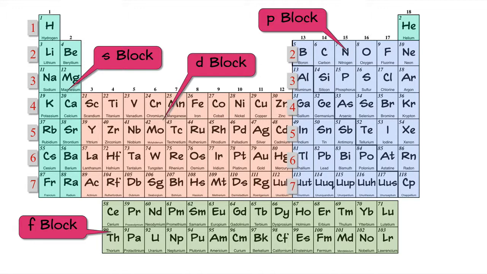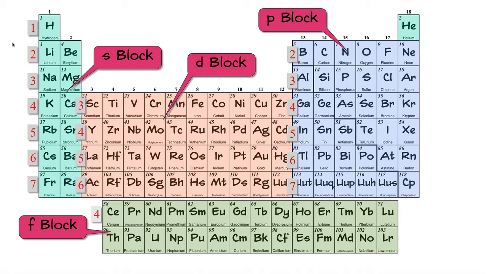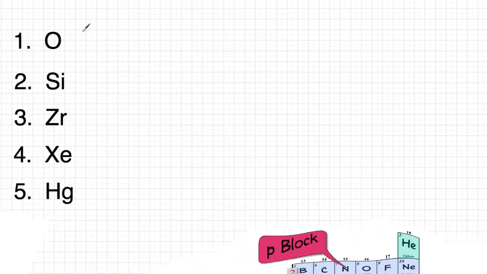For the D block, we want to put a number just to the left of scandium, number 3, number 4, number 5, and number 6. And lastly, for the F block, we want to put a number 4 next to cerium and a number 5 next to thorium. Now let's go through a couple of examples.